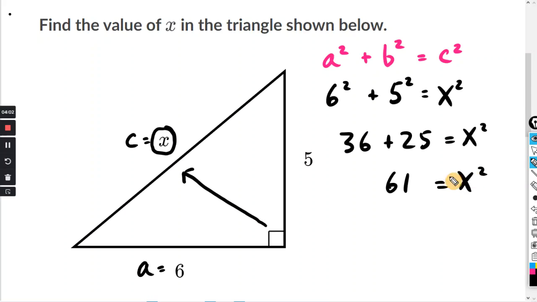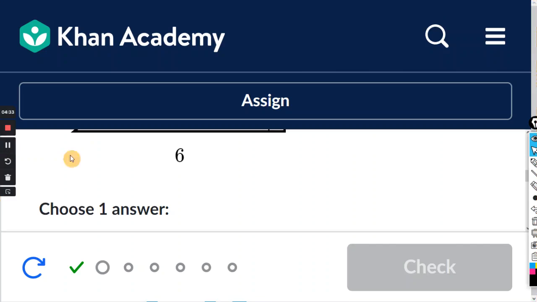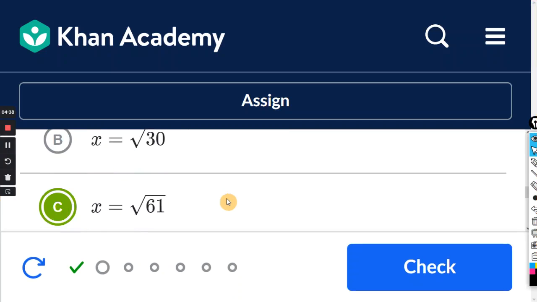The opposite of squaring something is to take the square root. So we want to do the square root on both sides of the equal sign. And the square root of X squared is just X. So X is going to be radical 61. I don't think they make you simplify any square roots, but this one you can't simplify anyway. Okay, scrolling through the answers, we're looking for radical 61. That is answer C.